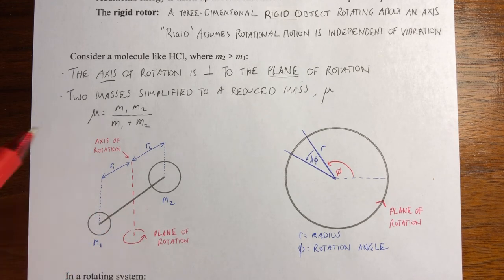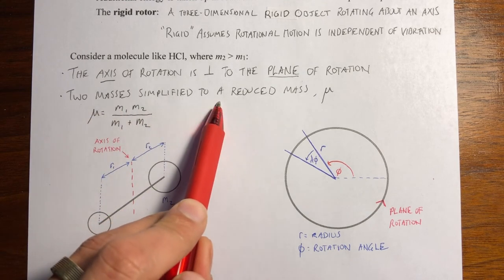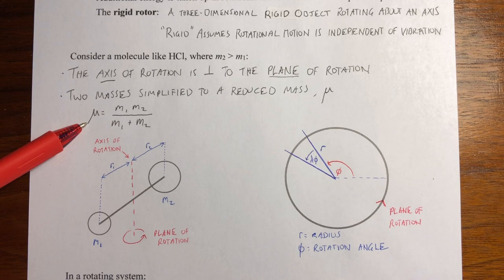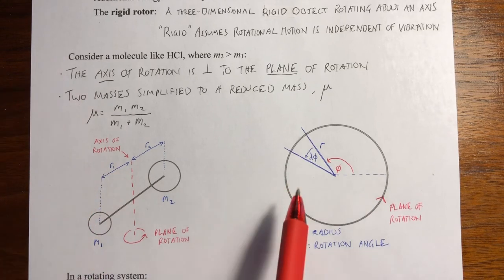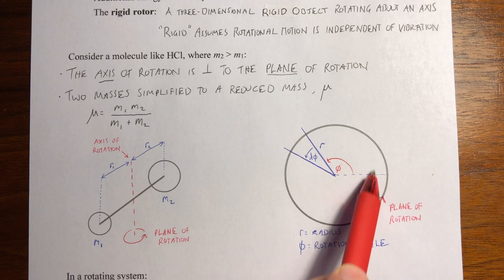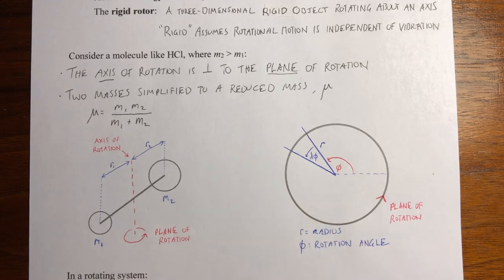Since we have two masses, we can simplify this whole thing as if it were a single mass using our reduced mass formula. The two masses simplify to a reduced mass, mu, using the formula mu equals mass 1 times mass 2 divided by mass 1 plus mass 2. By doing that, we can consider the plane of rotation, drawn here in the plane of the paper, to have the mass of the molecule, and that would be the reduced mass.